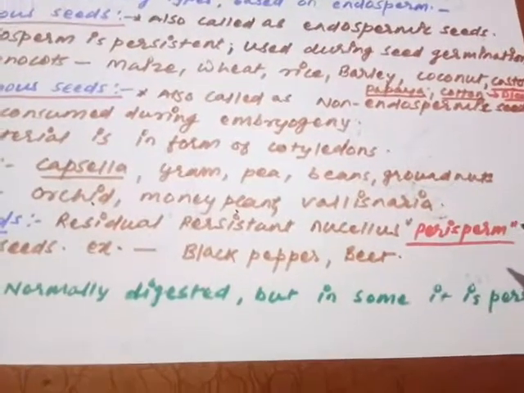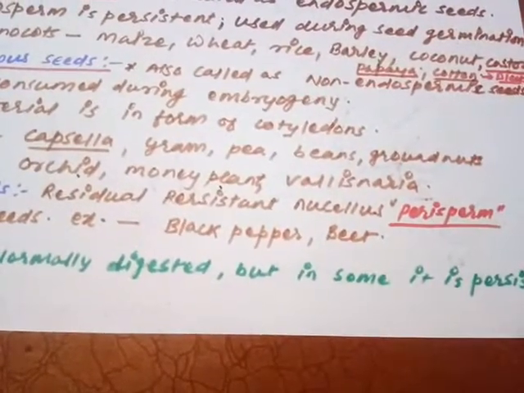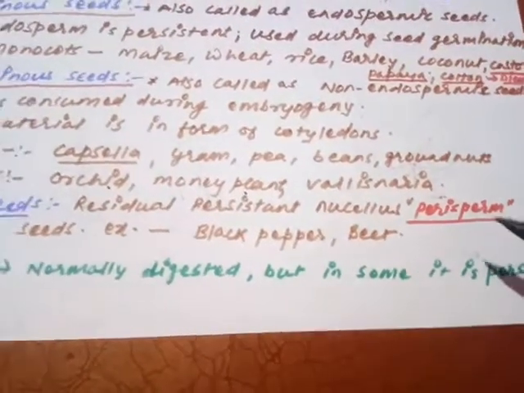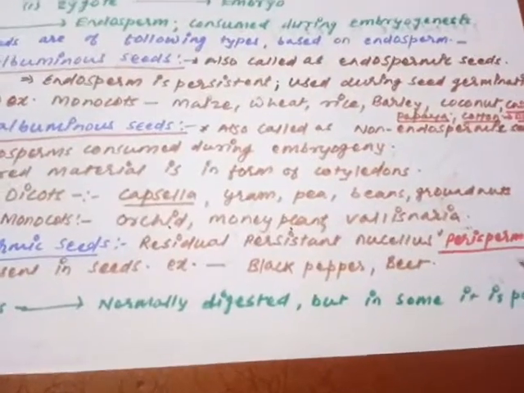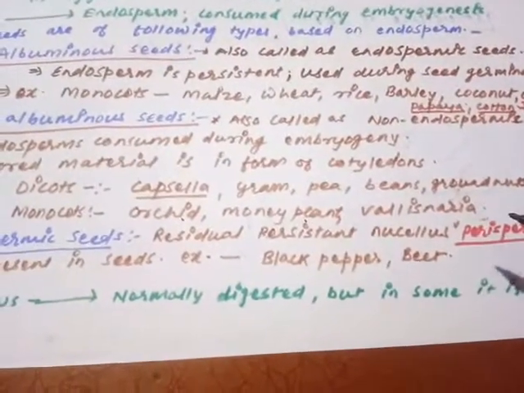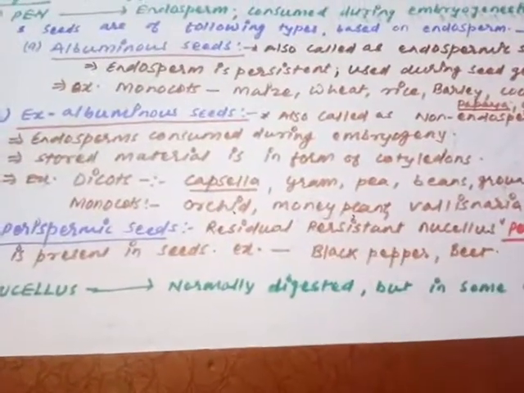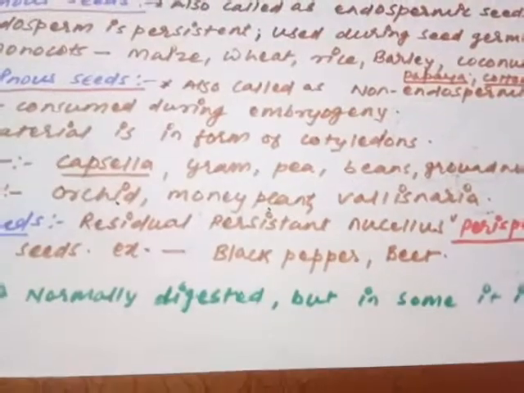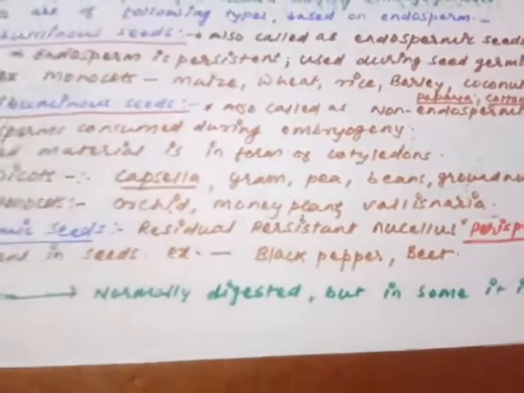What do you mean by perisperm? Perisperm is the residual persistent nucellus. If the seed has the residual persistent nucellus, then the seed is called a perispermic seed, because that residual nucellus is called perisperm. The examples for that are black pepper and beetroot.